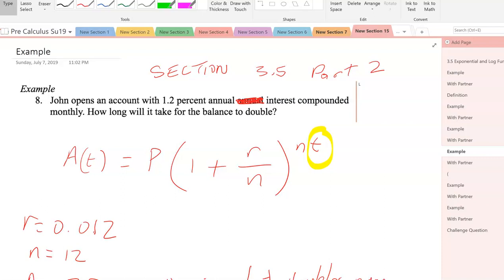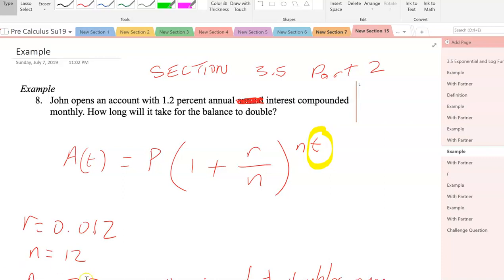Well, hello everyone. Today we continue our discussion on using exponential and logarithmic functions to develop equations and to solve problems in real life situations. For example, John opens an account with 1.2% annual interest compounded monthly. How long will it take for the balance to double?